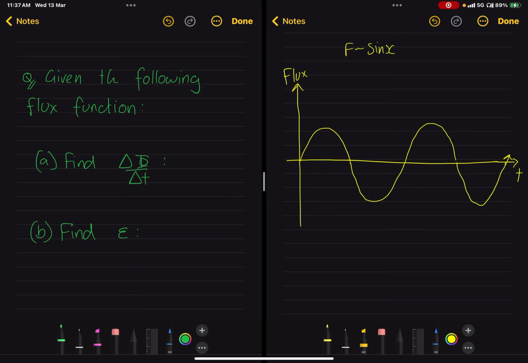Del flux del time is going to be its derivative. Often in HSC physics, you won't have use of derivatives, but the rate of change of this flux with respect to time is going to be cosine of x, right? So this function, del flux del time, is essentially cosine of x in this case. It's going to have a similar amplitude to the function over here.